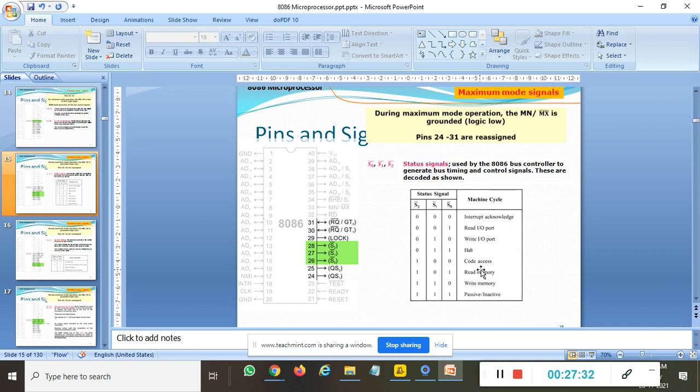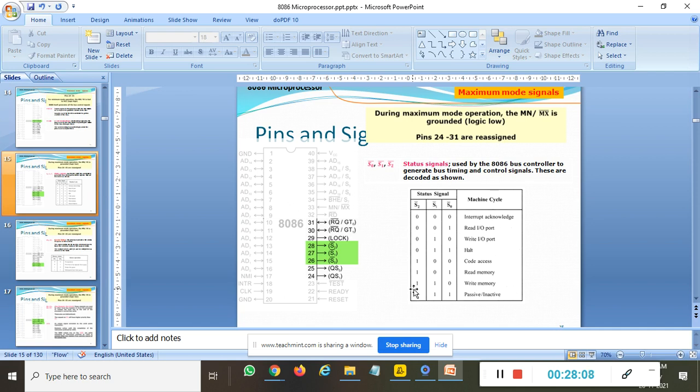Where is the code stored? In memory. So we access the code from memory. Look, this S2 is actually used to indicate high, and these two are 0, meaning both are 0, then it accesses the code. Okay. Next one, when S2 value is 1, S1 value is 0 and S0 value is 1, it is a memory read operation, or reading the memory.